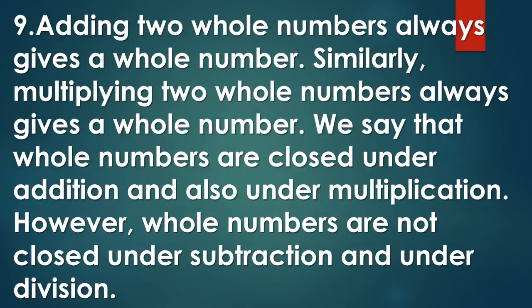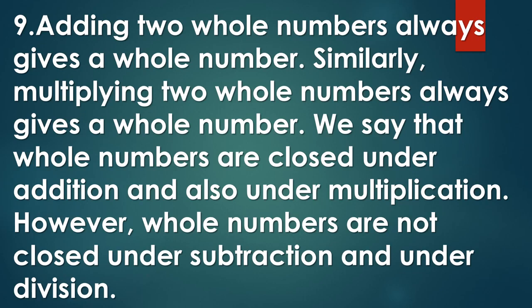Ninth point is, adding two whole numbers always gives a whole number. Similarly, multiplying two whole numbers always gives a whole number. So that means addition and multiplication are closed in whole numbers. We can say that the whole numbers are closed under addition and also under multiplication. But whole numbers are not closed under subtraction and division.